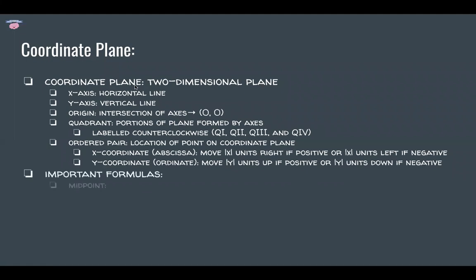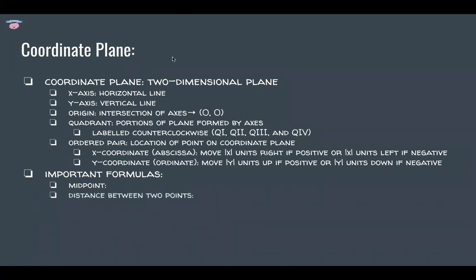Some important formulas in the coordinate plane: the midpoint formula. The midpoint of (x1, y1) and (x2, y2) is ((x1 plus x2) over 2, (y1 plus y2) over 2). This would be a good time to pause and take notes, write this down, because this is extremely important in geometry.